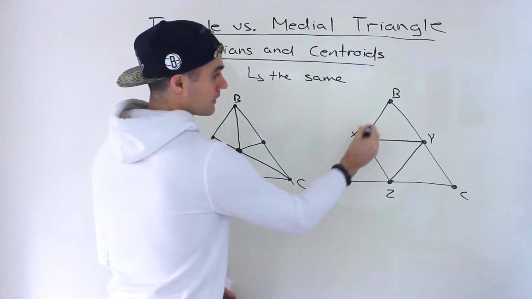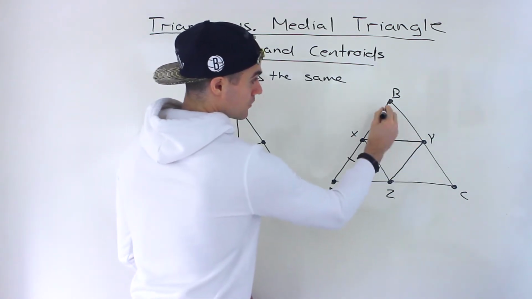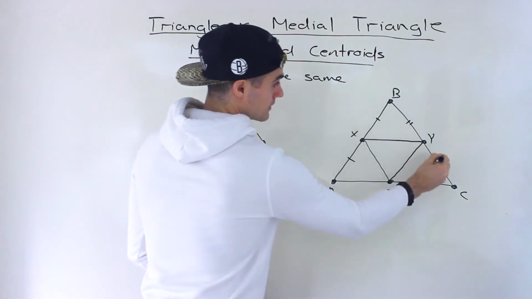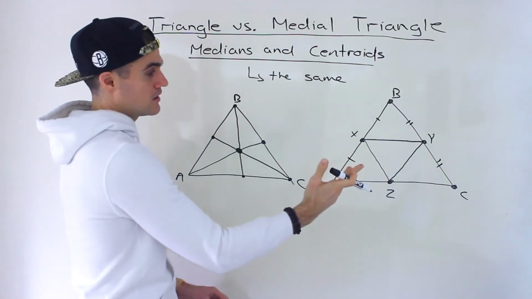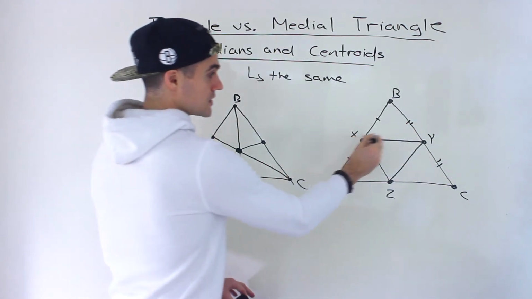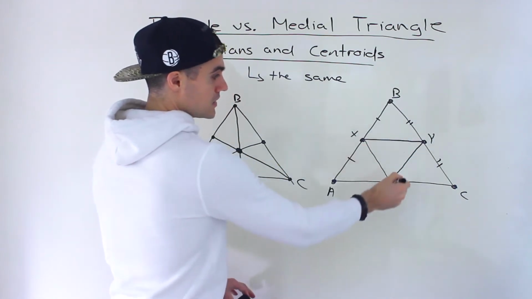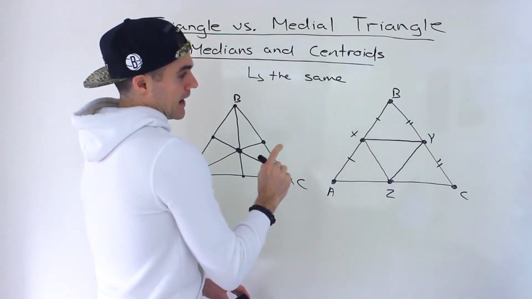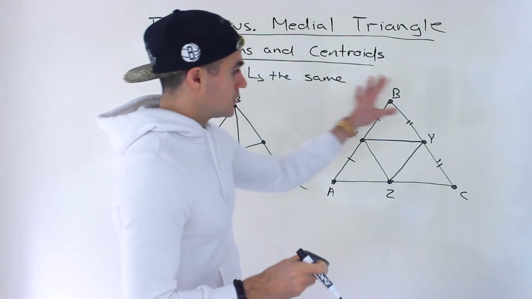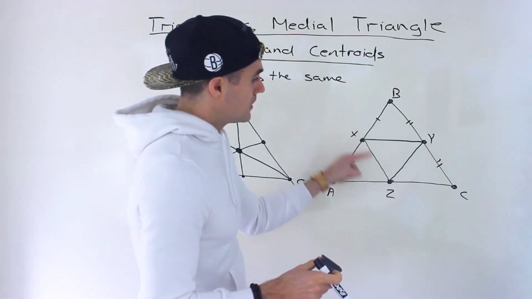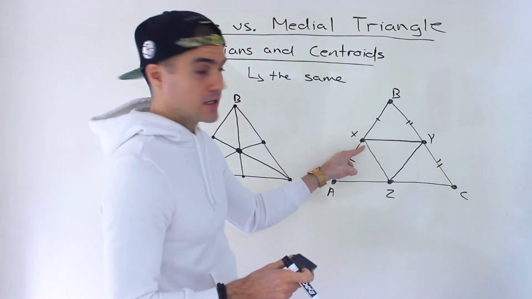If you want to label like this side and this side, or this length and this length are the same, this length and this length are the same, etc., etc. But just know that we're dealing with the midpoints here. So this is the medial triangle. Now, let's forget about the larger triangle. Let's focus on the medial triangle here, and let's draw the medians for that.